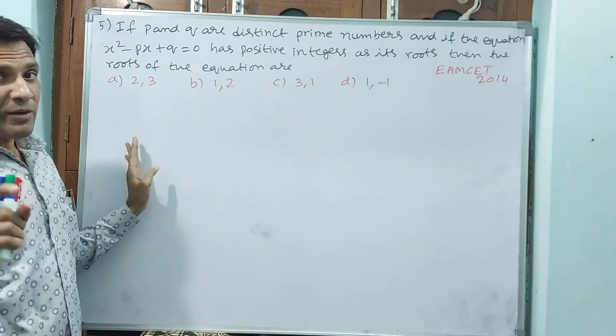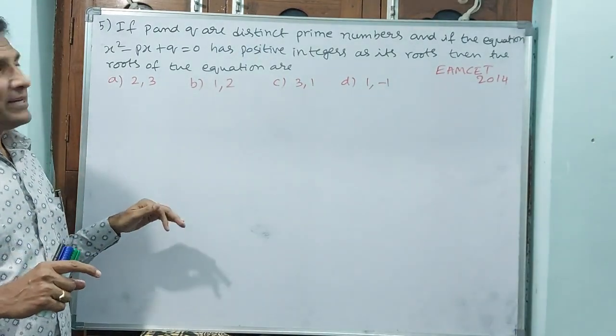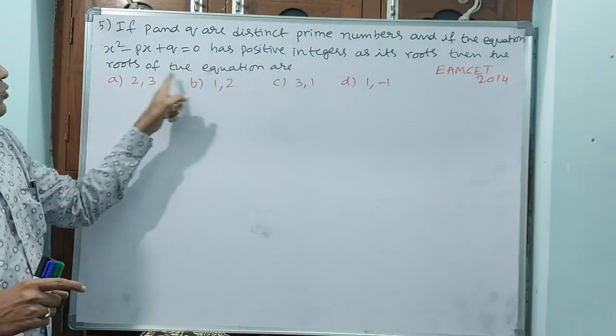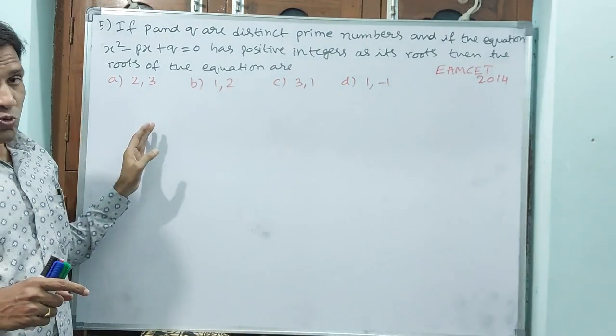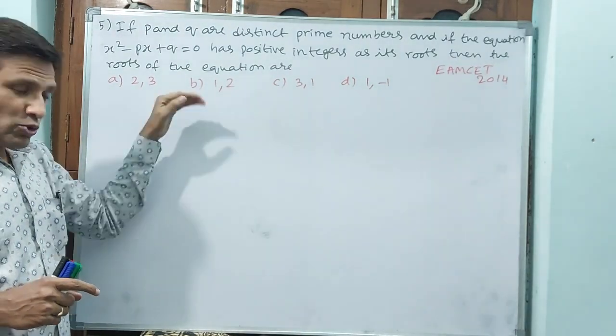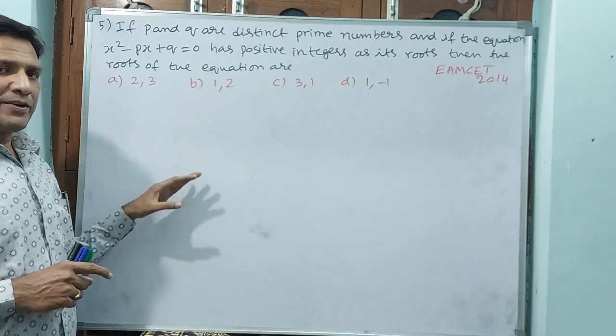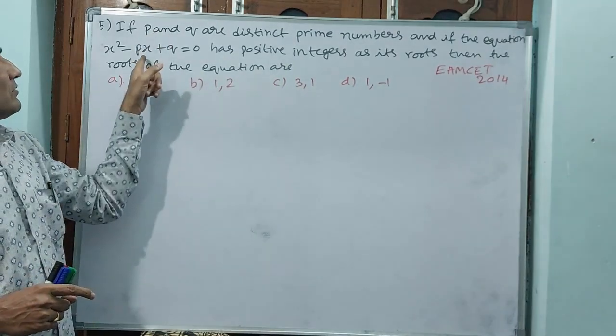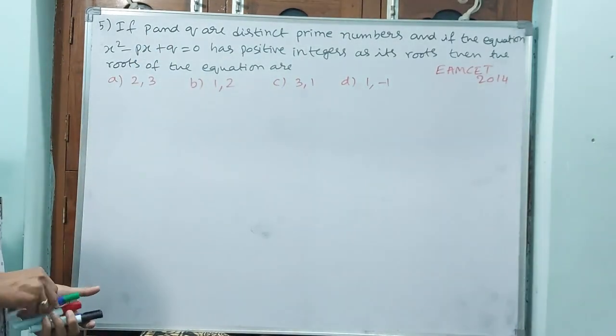That's all. Roots are not prime numbers. Roots you have to find. Roots of the equation you have to find. But those roots are not prime numbers. For those roots, if you apply alpha plus beta and alpha into beta, then this has to be satisfied. Okay. Let us see first.